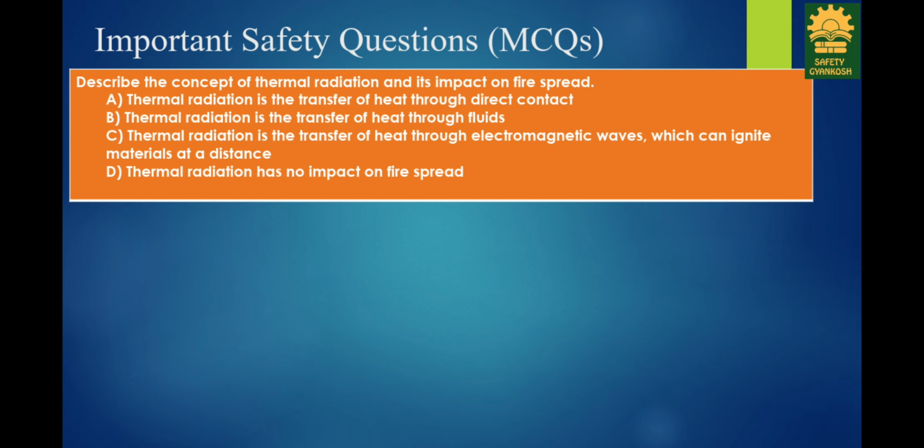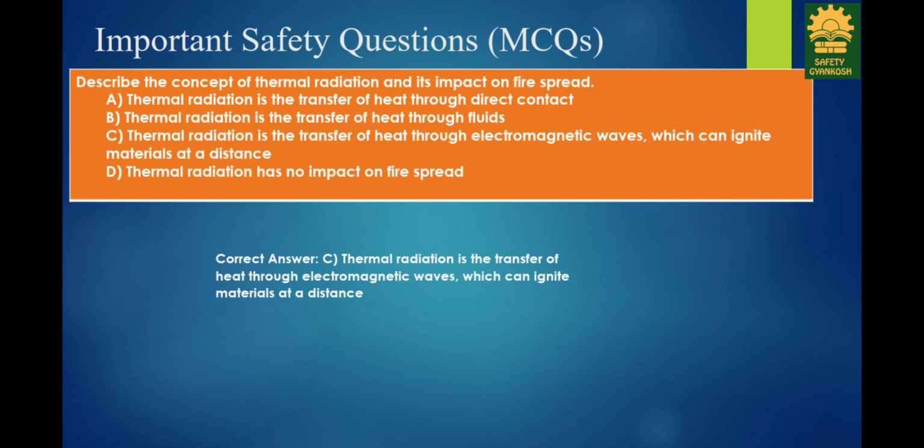Describe the concept of thermal radiation and its impact on fire spread. It is asking about thermal radiation and its impact on fire spread. A. Thermal radiation is the transfer of heat through direct contact. B. Thermal radiation is the transfer of heat through fluids. C. Thermal radiation is the transfer of heat through electromagnetic waves which can ignite material at a distance. D. Thermal radiation has no impact on fire spread. See, thermal radiation definitely has an impact on fire spread. So the correct answer is C.